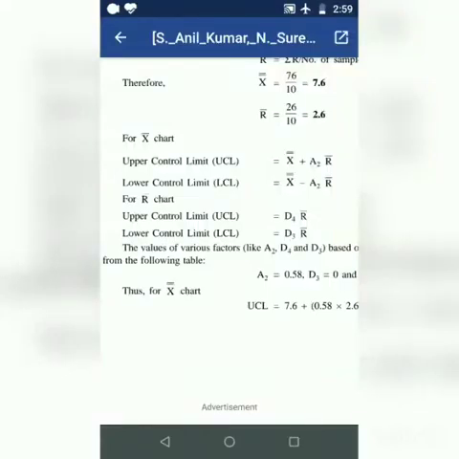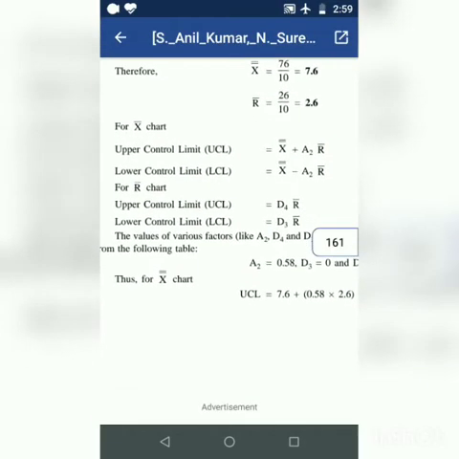Values as shown on the screen. It is x double bar plus A2 R bar. It is the formula for upper control line. Here I am talking about mean chart. Similarly, for lower control line also, the formula is x double bar minus A2 R bar.